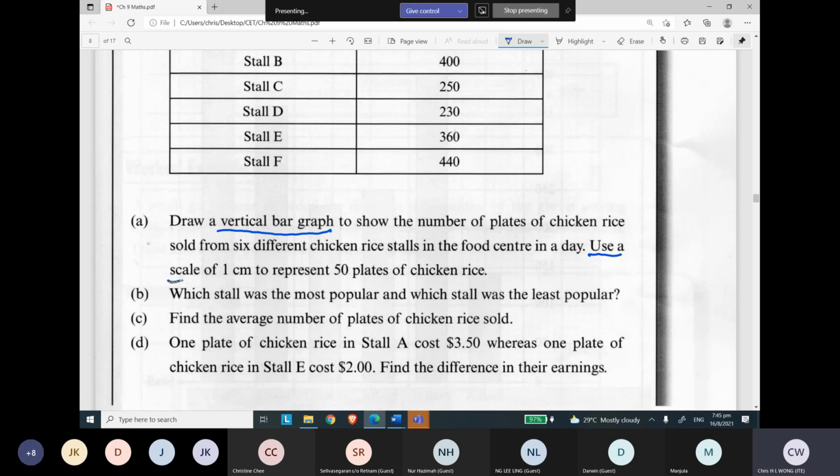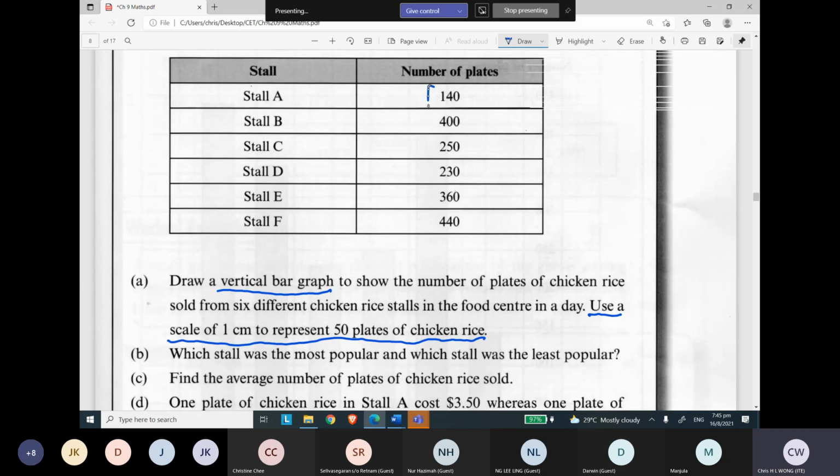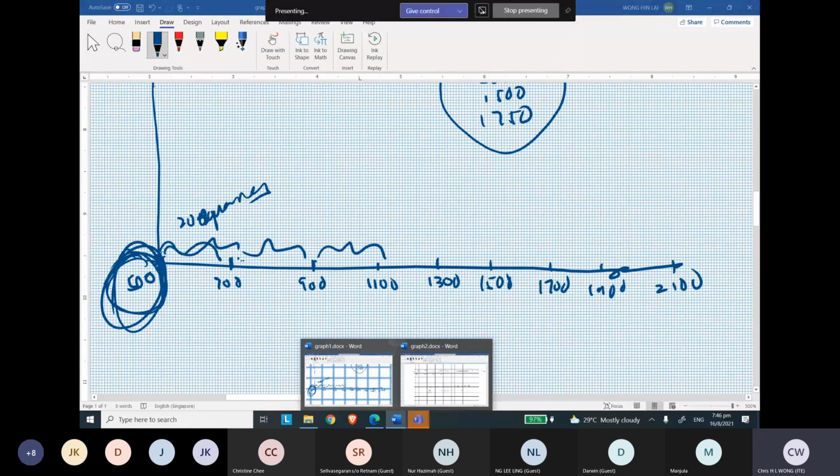Now they give you this: use a scale. This is where your graph will come in. Use a scale of 1 cm to represent 50. You see, look at the number. The number is very big, so you cannot use too small a scale. If 1 cm represents 1, the graph will become very big, right? Since the number is so big, you're going to take a ruler, and then you have to measure.